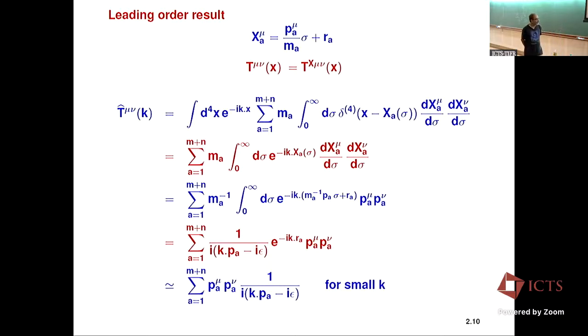So this 1 over k dot p minus I epsilon, it looks like a soft factor, right? But at this stage, it's just part of the Fourier transform. This is what you get. Fourier transform of T mu nu has this factor. You have not really done anything in this page. There is no soft, I mean, we're not doing any soft analysis, except that at this stage we just drop this because k is soft. Any other question?